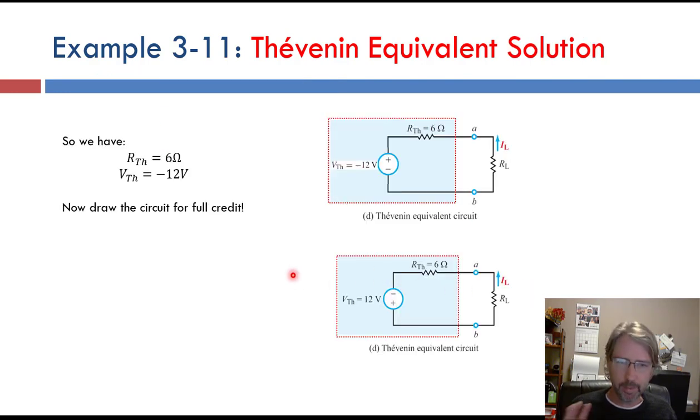So don't forget, finish these problems. Sometimes people get halfway through and they just get tired. So we have the Thevenin resistance of 6 ohms, the Thevenin voltage of negative 12 volts. So those are our two numbers.